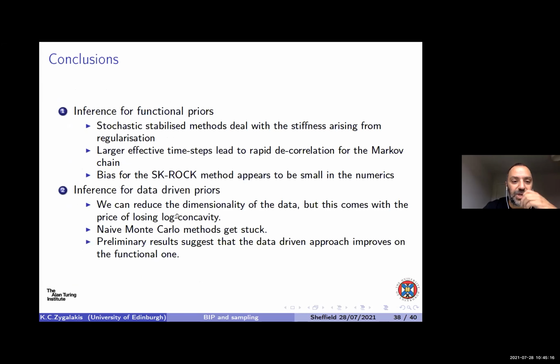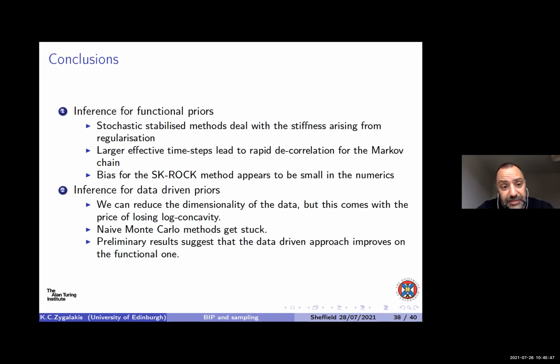So just to conclude here, in order to be on time, and I apologize that I went a bit faster in the last part of the talk. In terms of functional priors, I hope that I convinced you that using stochastic stabilized methods can deal with stiffness arising from regularization, and allow you to take larger effective time steps, which lead to rapid decorrelation. But also, as we've seen in practical examples, we have smaller bias.